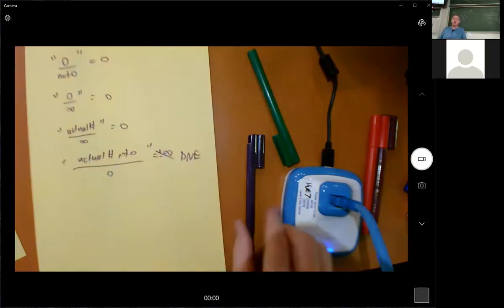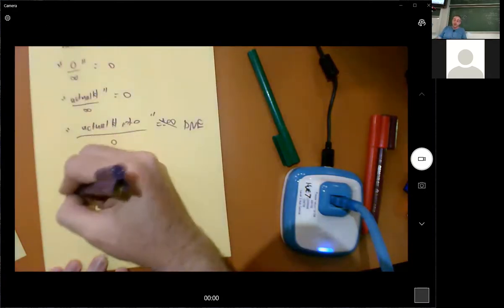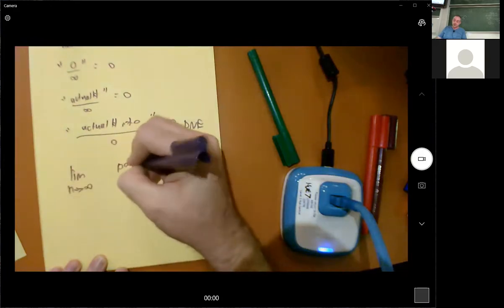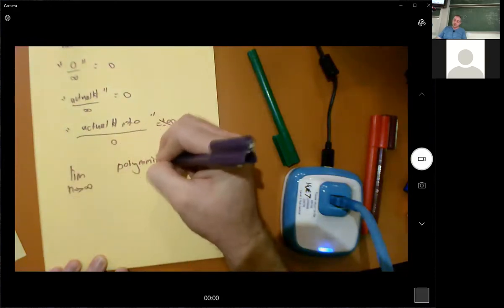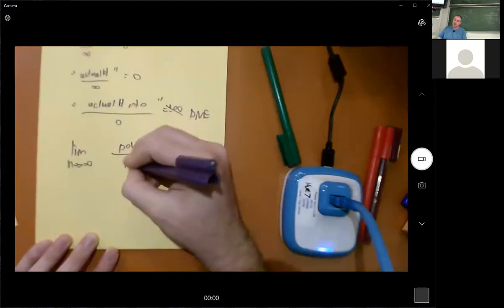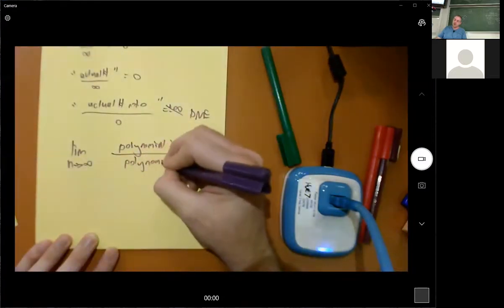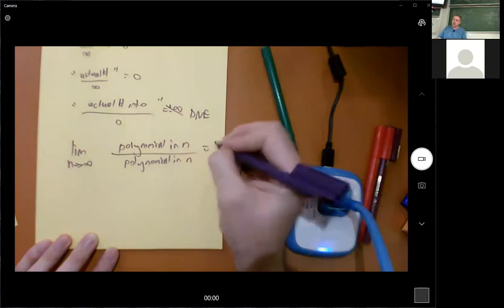In general, I will tell you that this limit, a polynomial in n divided by another polynomial in n, is always 1.